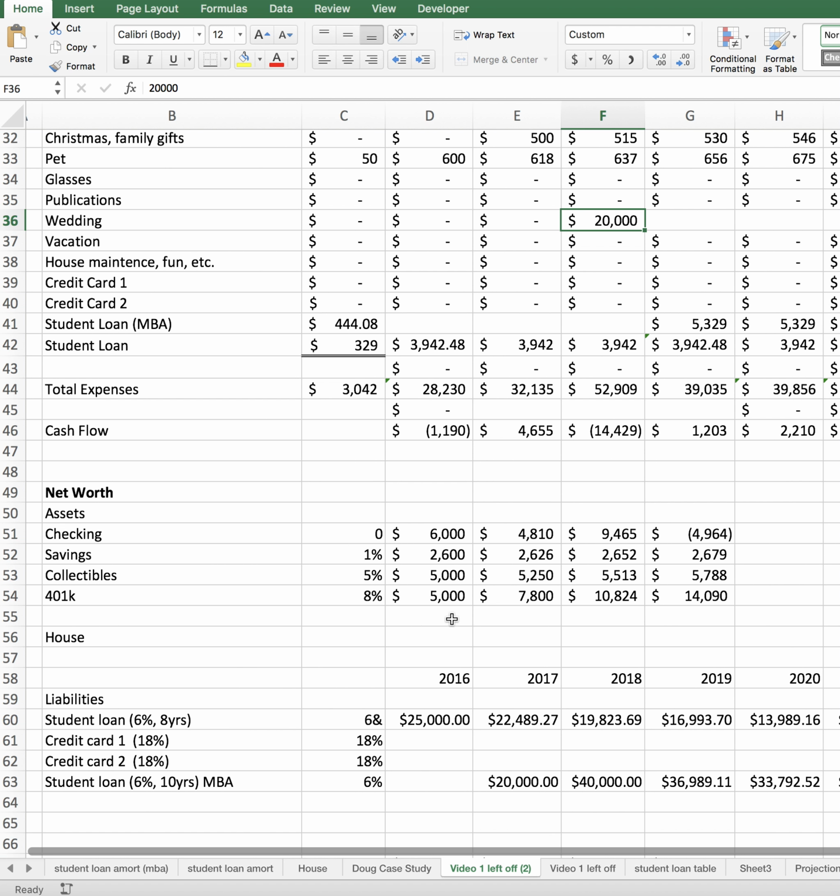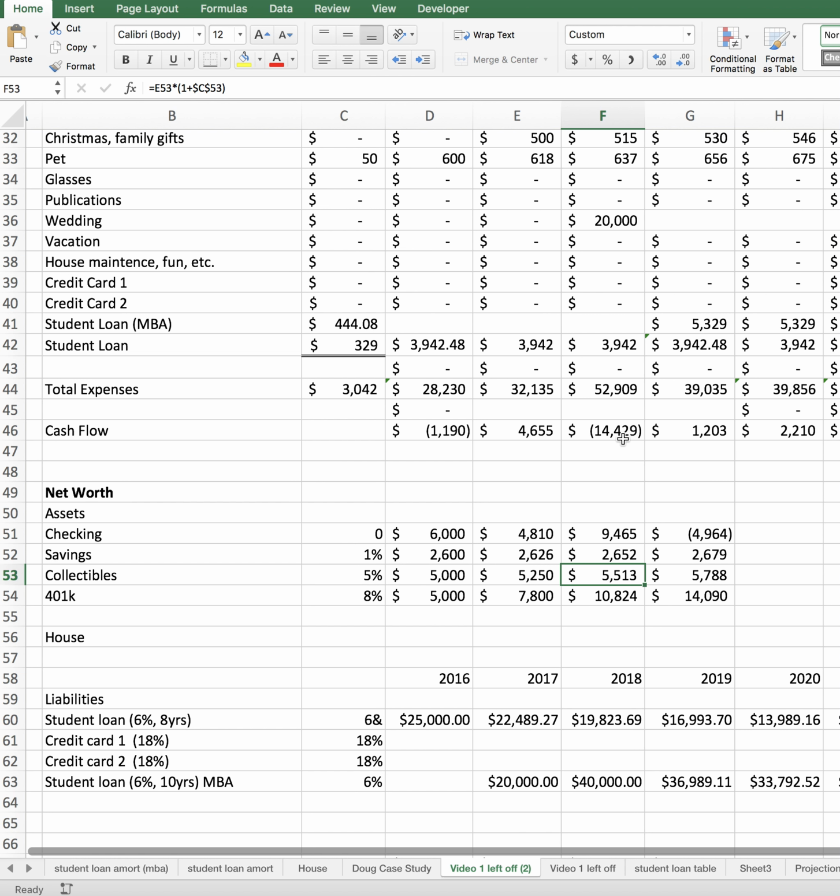Now, where are we going to get that money? Well, one of the things that can happen is we can spend it out of the cash that we have. So at the end of the year, we should have $9,465 here and $2,652 in our savings. We could sell our collectibles. We probably don't want to sell our collectibles, so that's not good. We need to somehow put a cash infusion into our cash flow. Our expenses are far more.